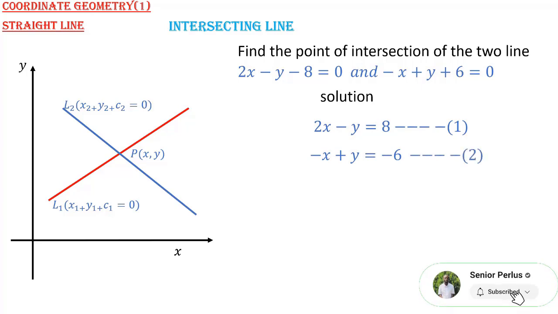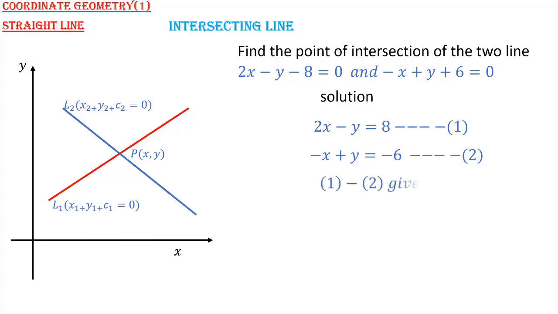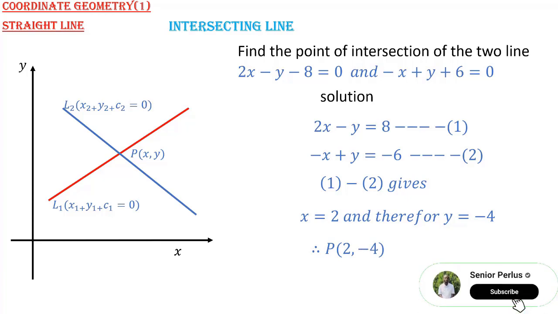Then we solve it simultaneously. I'll use the elimination method here. So I'll subtract equation 1 minus equation 2. Then the y goes. So therefore our x is 2, and therefore our y is -4. Our point of intersection is (2, -4). Hence, this must satisfy the two equations. That's the point of our intersection.